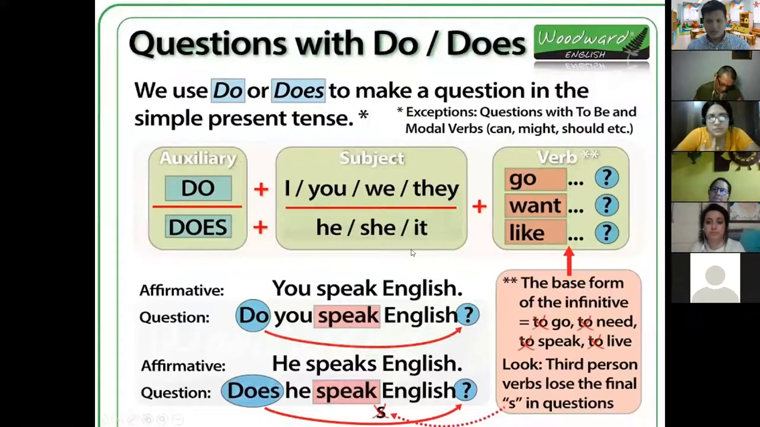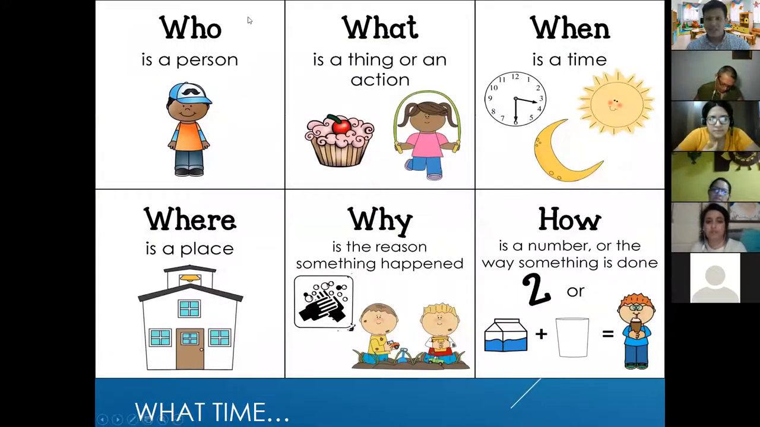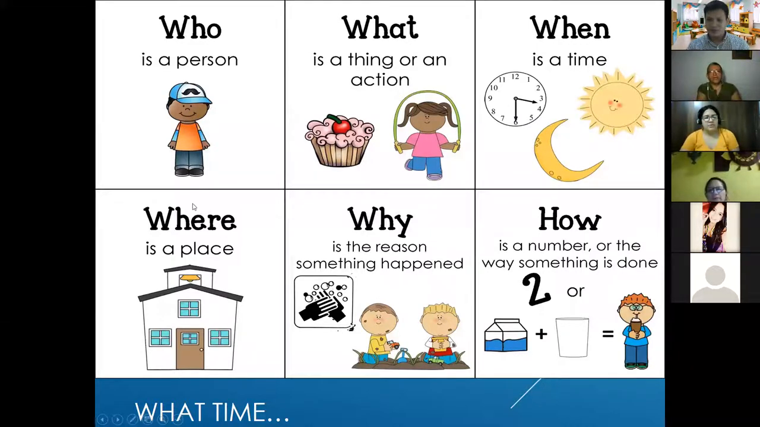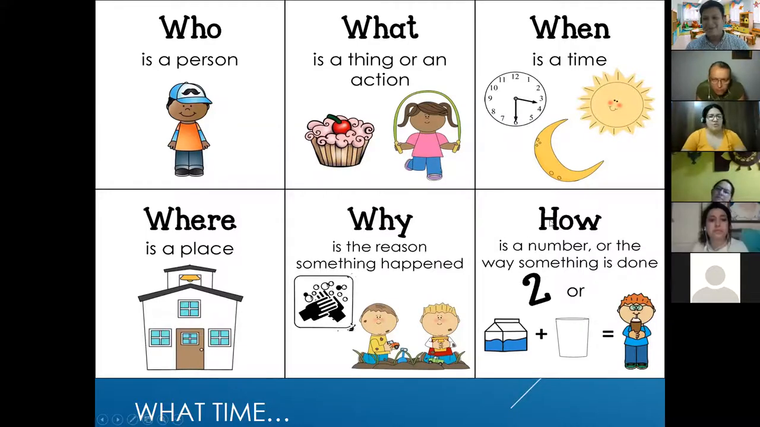Ok, continue with this. We got these WH words. Tenemos estas WH words. Who? ¿Quién? What? ¿Qué? ¿Cuál? Podría ser en algunos casos. When? ¿Cuándo? Where? ¿Dónde? Why? ¿Por qué? How? ¿Cómo? Very good. Okay, students. You know already the WH words. Ya se saben las WH words, así que va a ser sumamente fácil.